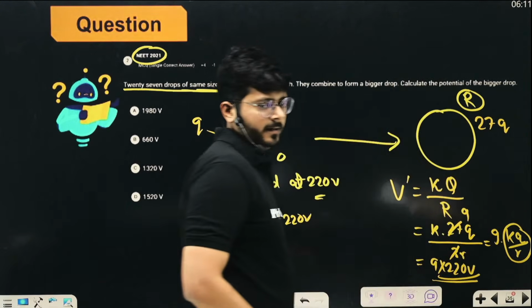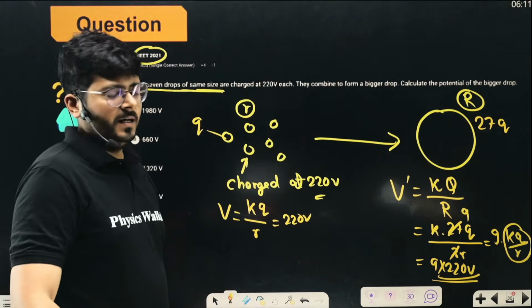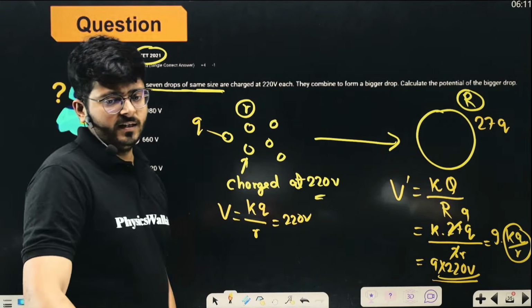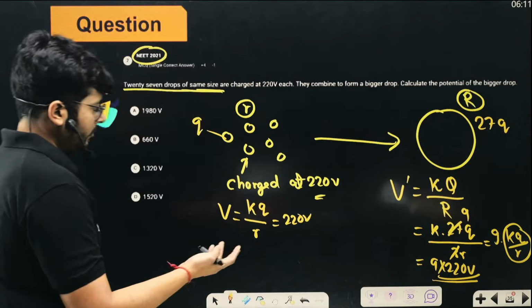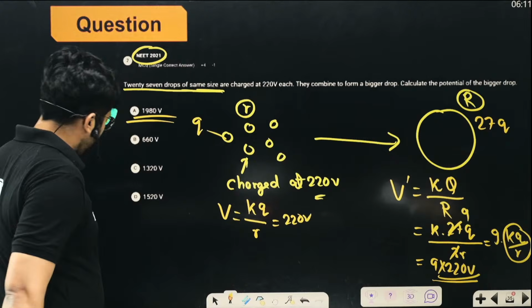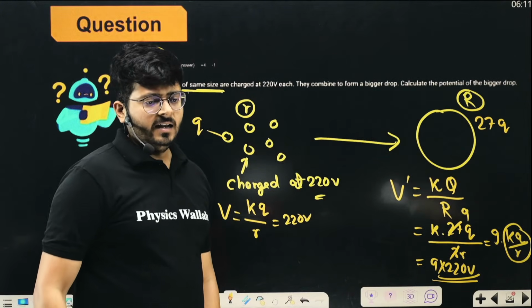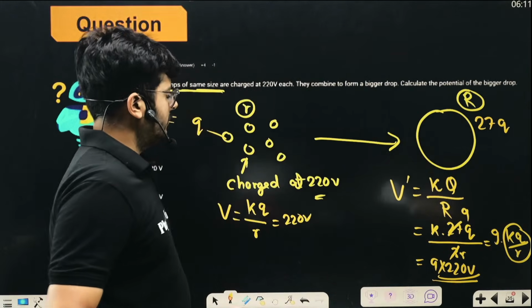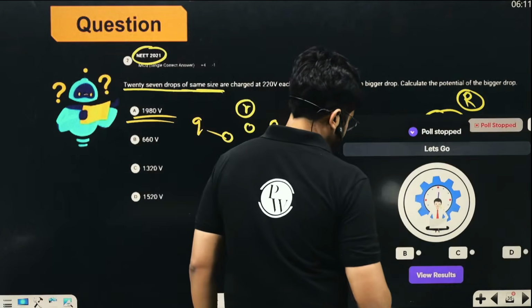I hope the idea is very, very clear, right? Is there any problem in this part? 9 into 220 will be the final answer, which is 9 times 2 is 18, 1800, and then 180, 1980, right? So option A will be the correct option. 1980, A will be the correct option. Very good, Chandu.